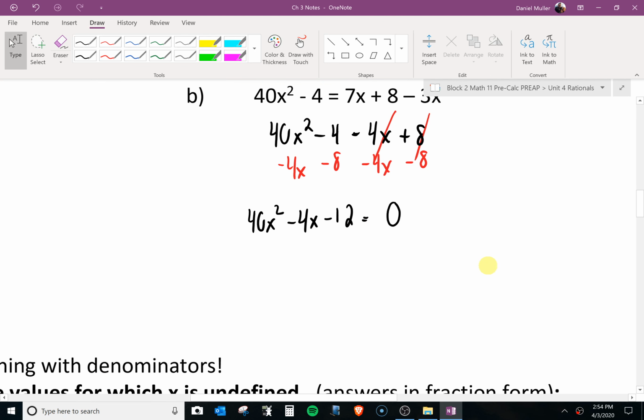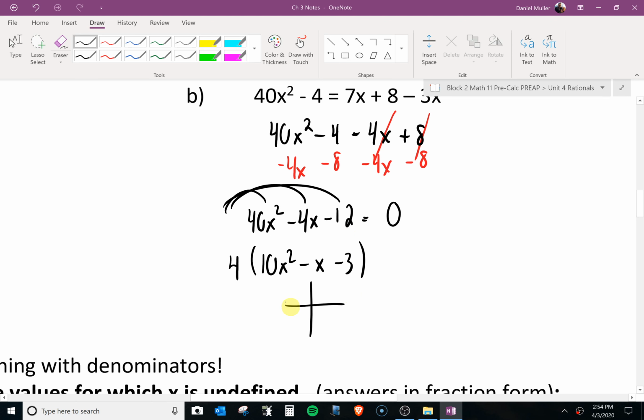Now, I could factor this, but one of the things that I'll notice is that there is a 4 that can be taken out of all of these. So I'll take out a 4, take a 4 out of there, 4 out of there, 4 out of there. I get a 10x squared, just a 1x, or just an x, and a negative 3.